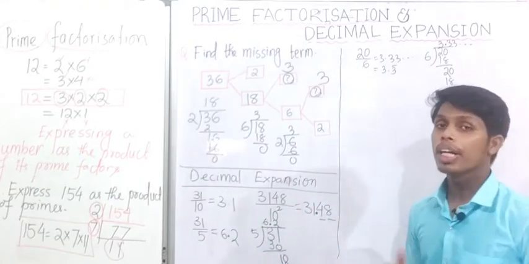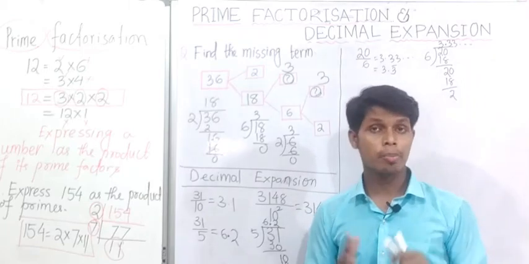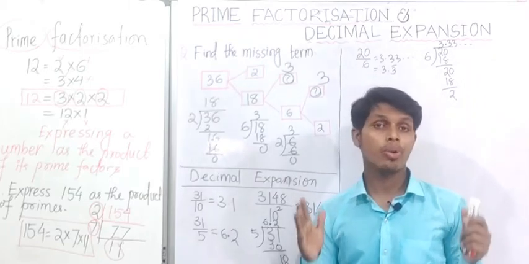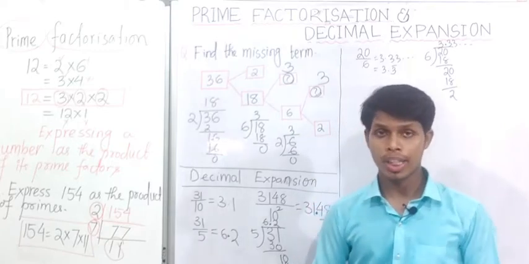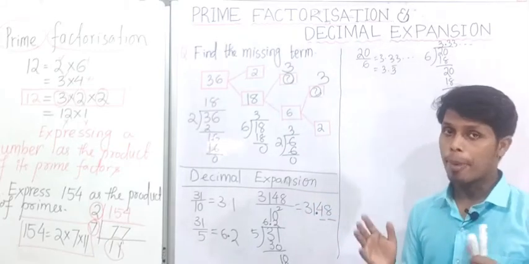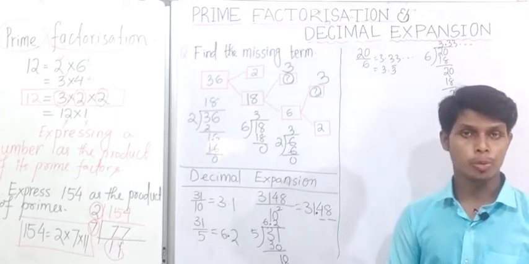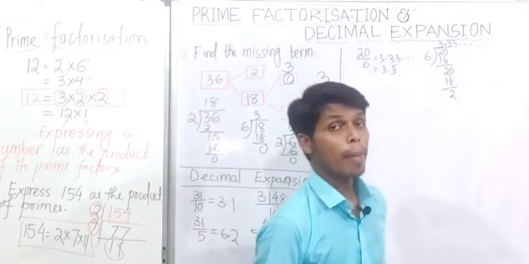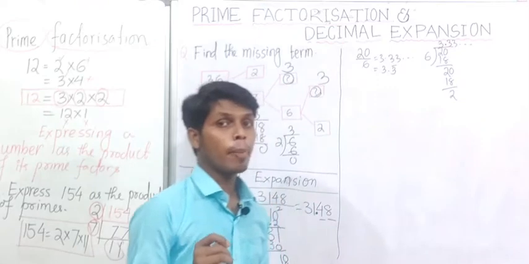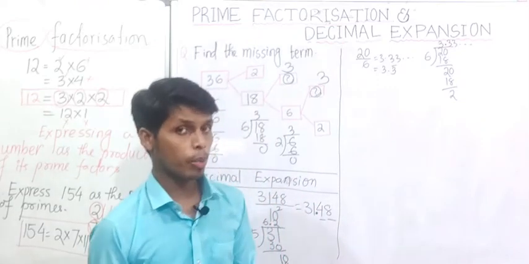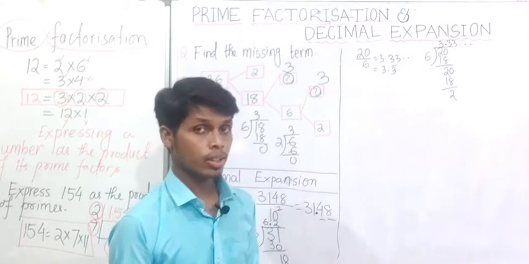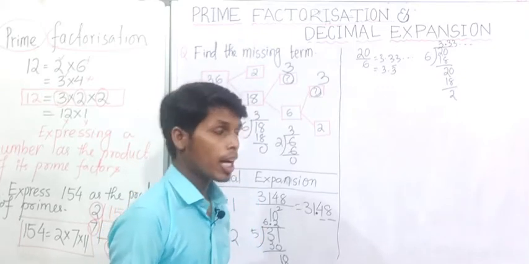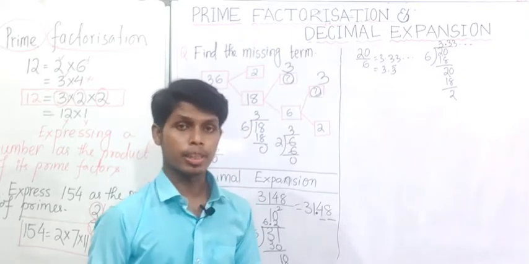But now we need not follow that long method of division to identify whether the rational number has terminating or non-terminating decimal expansion. Here prime factorization can be very much useful. Let's see how prime factorization can be used to identify which rational number has terminating and which rational number has non-terminating repeating decimal expansion.